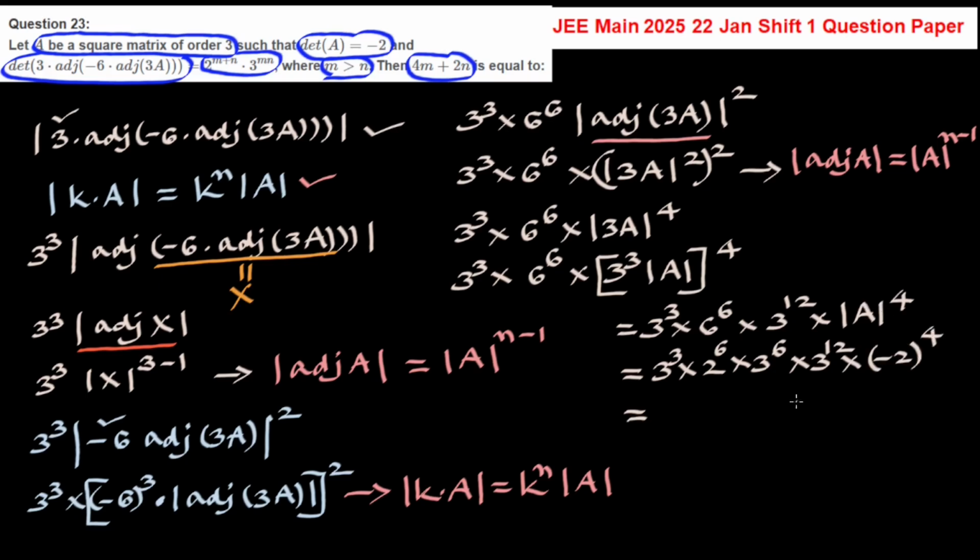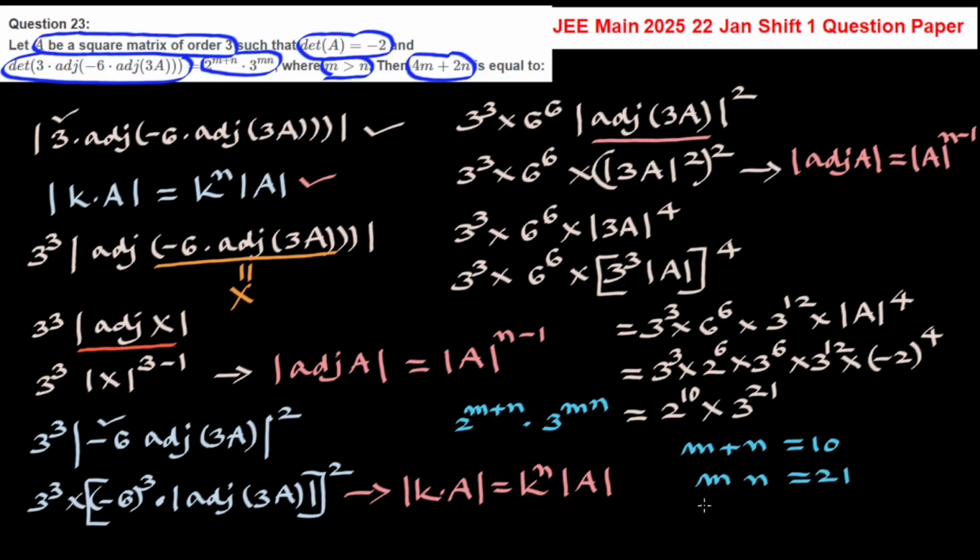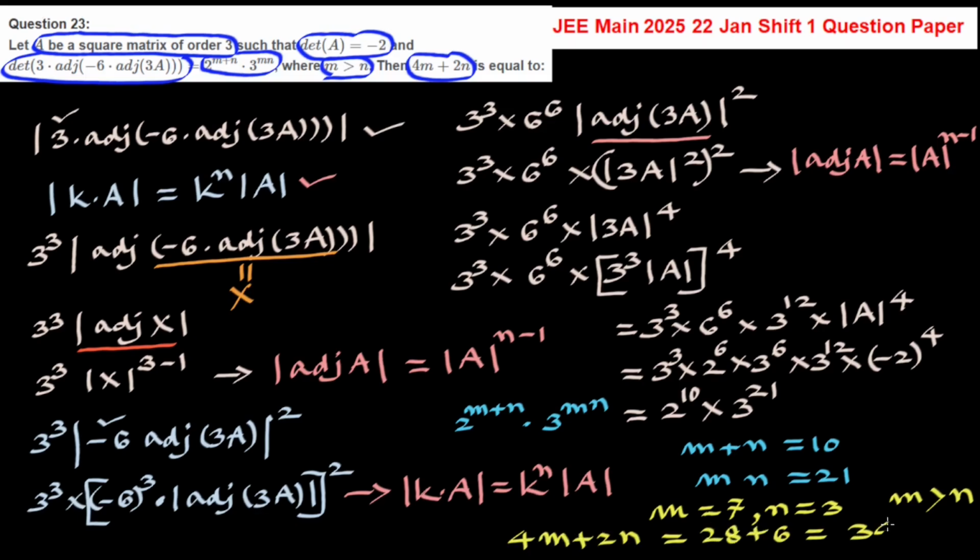This will be 2 raised to 4 into 2 raised to 6, 2 raised to 10 into 3 raised to 21. Now this is given in the problem to be 2 raised to m plus n into 3 raised to mn. That gives m plus n equals 10 and mn equals 21. By trial and error, we find m equals 7 and n equals 3 because we also have to maintain m greater than n. So 4m plus 2n will be 28 plus 6, 34. The final answer.